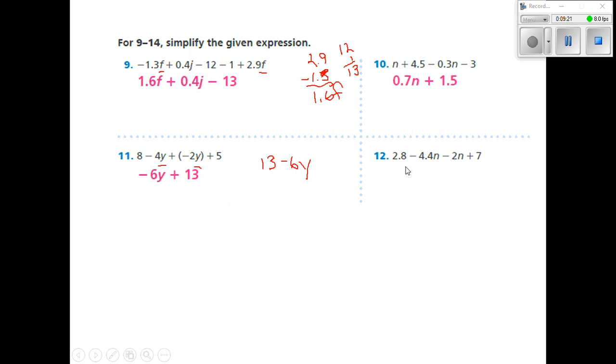All right, let's go to number 12. This time we've got 2.8 minus 4.4n minus 2n plus 7. Well, here's our n's. Let's combine them first. We got negative 4.4 minus 2. That's going to be 4 plus 2 is 6. So that'll be negative 6.4n. And now we got 2.8 plus 7. Remember, we line this up with our decimal. So that's going to be 9.8. So answer should be something like negative 6.4n plus 9.8. There you go.